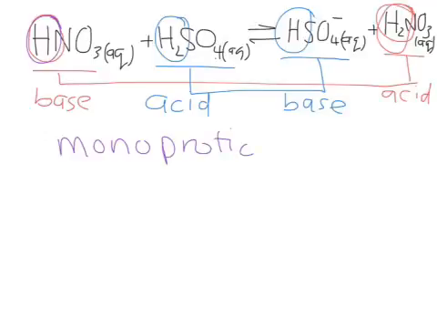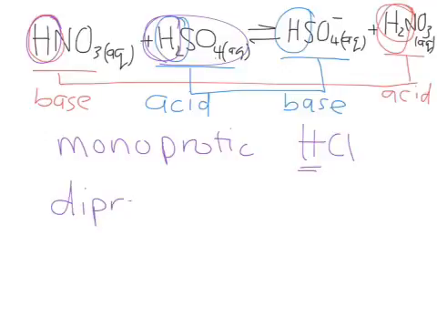Other examples of monoprotic could be something like hydrochloric acid. It's got one hydrogen or one proton to give away. Sulfuric acid, on the other hand, has got two hydrogen ions, so therefore we call this diprotic. In acid-base equilibria, water can actually act as a proton donor, as an acid, or it can act as a proton acceptor, as a base. We call substances where they can act as either an acid or a base amphoteric substances.